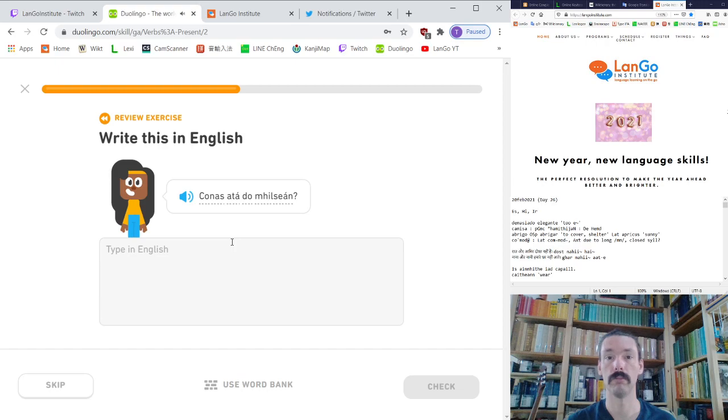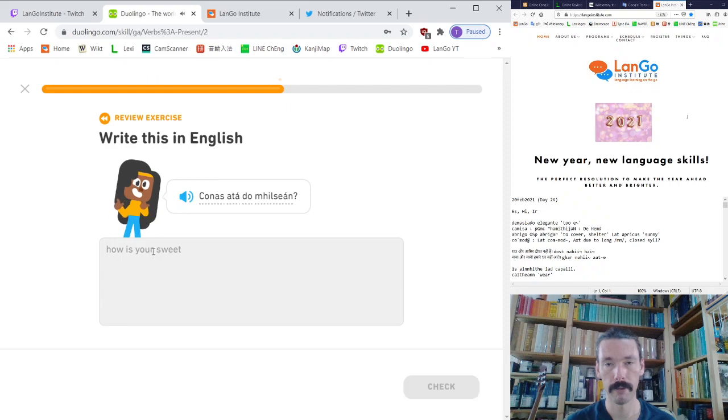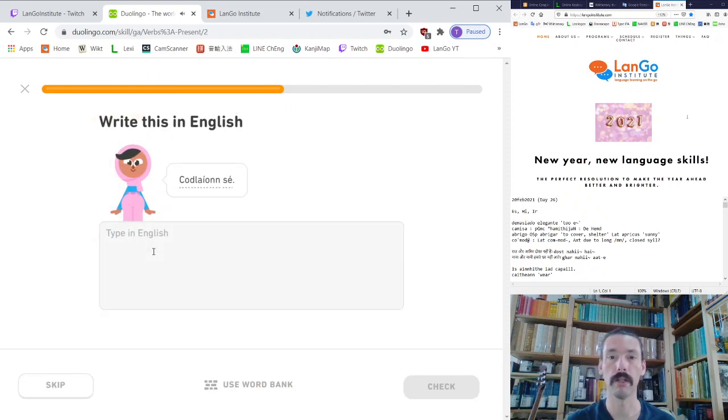Conas atá do bhilseán? Conas, how? Atá is the question form of the verb be. How are your sweets? I think I'm going to make it singular because that's what it wants. Never really said your sweet in the singular for candy. Play into what the program wants.